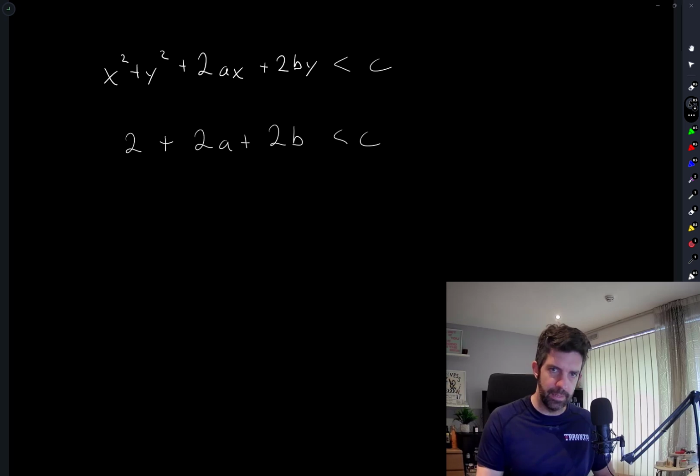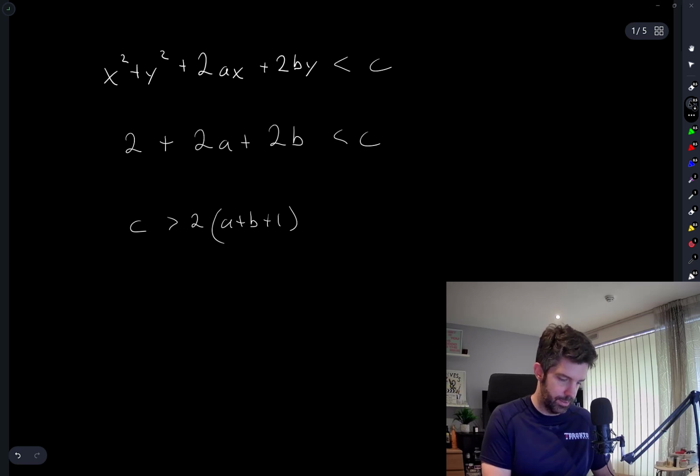And this is immediately statement C, right? So statement C reads C greater than 2a plus b plus 1, which is the same as what's above. And this is option C.